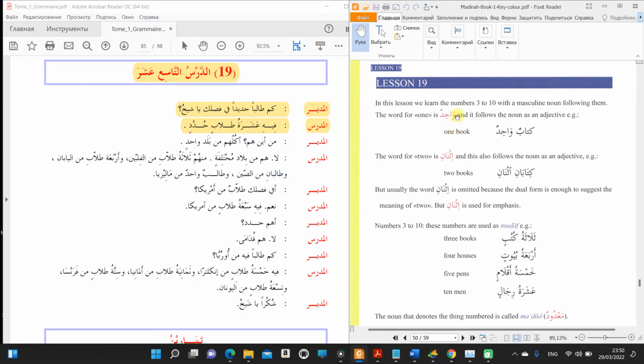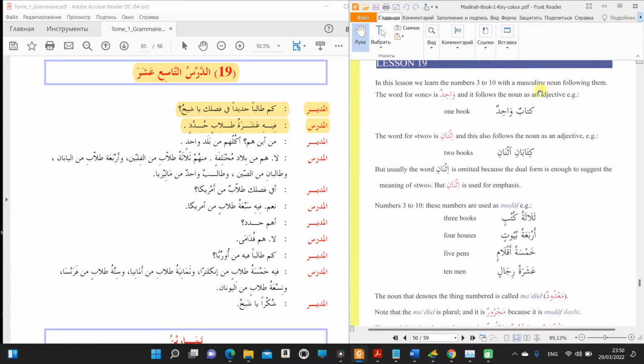Now let's take a look at the book of explanation. In this lesson, we learn the numbers 3 to 10 with a masculine noun following them. Pay attention that all of the words that are numbered will be masculine. Feminine nouns will come later in the next lesson, inshallah. So this lesson is about masculine nouns. The word for one is wahid, wahidun, and it follows the noun as an adjective. For example, one book: kitabun wahidun.